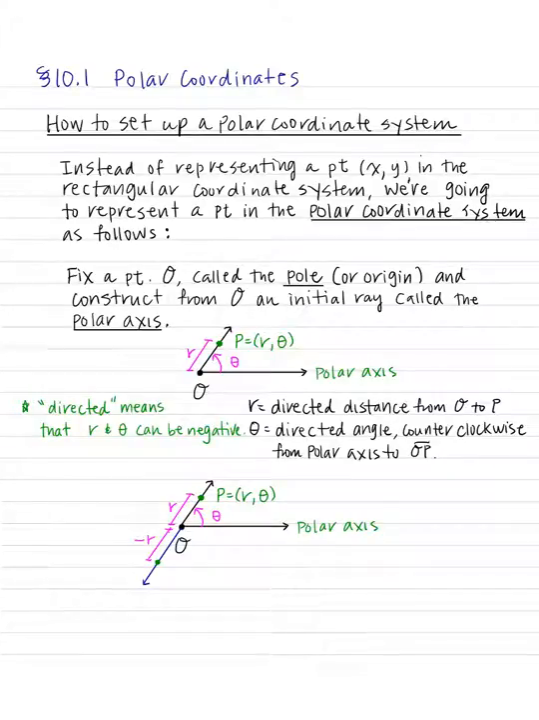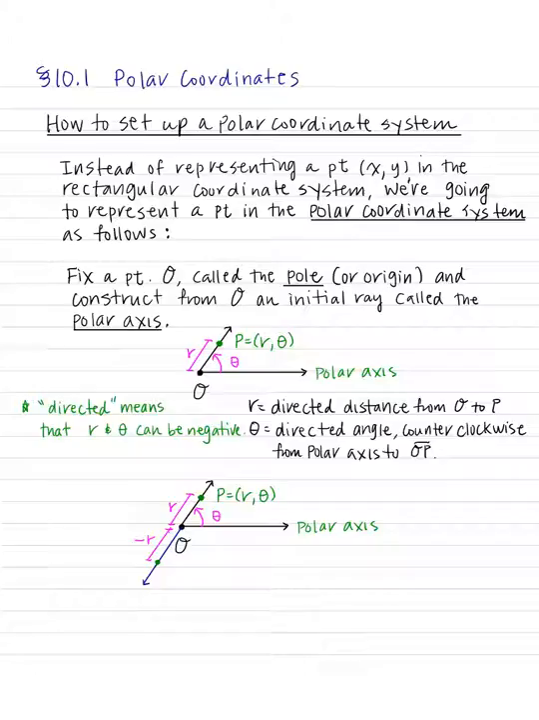Hello everyone, we're going to go over section 10.1, polar coordinates. So in this section, instead of having a rectangular coordinate system, that's nothing but an xy plane, we're going to be talking about this thing called a polar coordinate system. So instead of x comma y, we represent a point in a polar coordinate system as r comma theta, where r, you can think of it as a radius of a circle, and theta would be the angle, of course. So let's talk about how to construct the polar coordinate system.